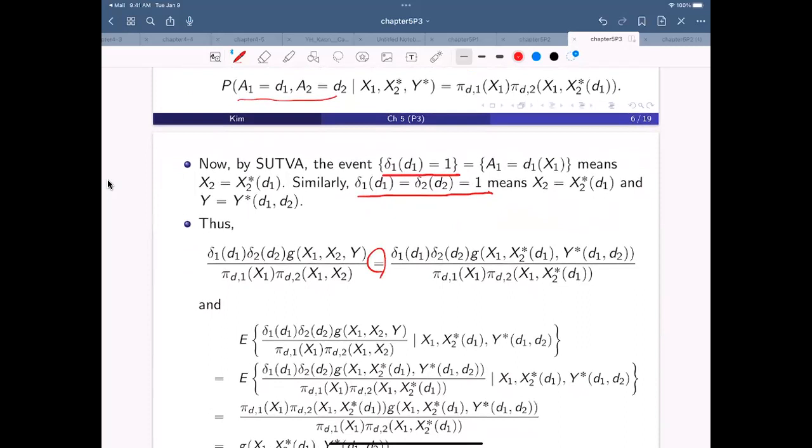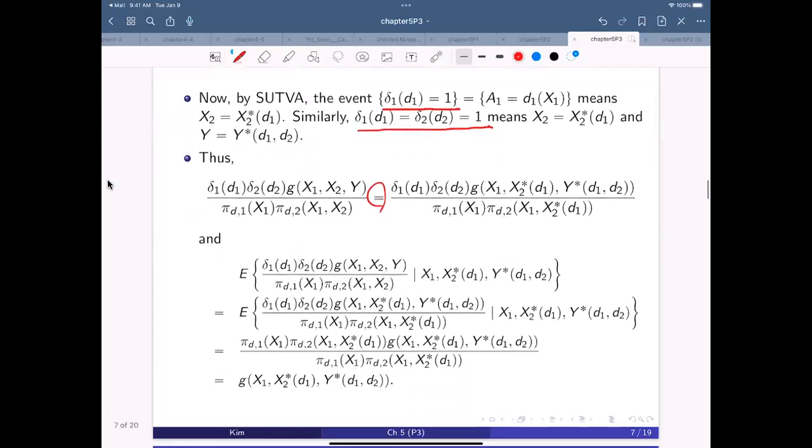What's the difference? The left side is written in terms of the observed data, while the right side is written in terms of the potential outcome. But they are equal, because if they are unequal, it's 0. So the equality holds as 0 equal to 0, right? If delta equals 1, then we know that x2 is equal to x2 star d1, and y is equal to y star d1 and d2. So they are equal. For delta equal to 0, they are not equal, but that doesn't matter.